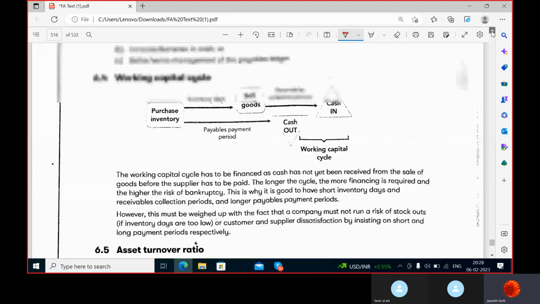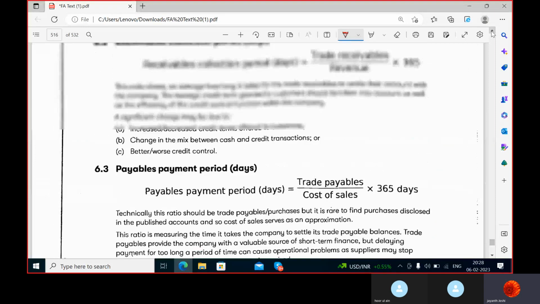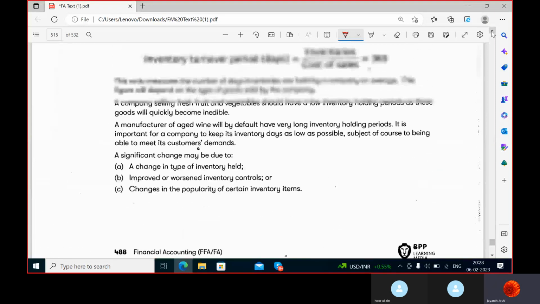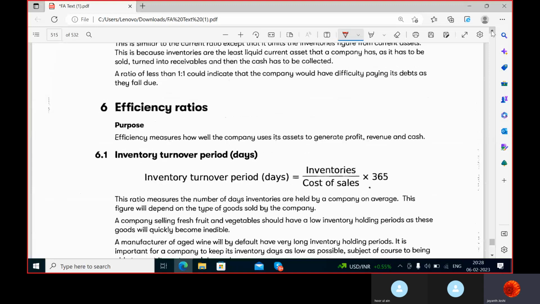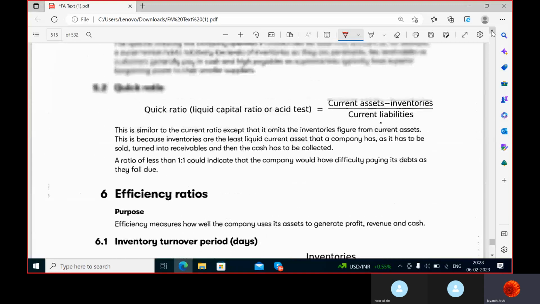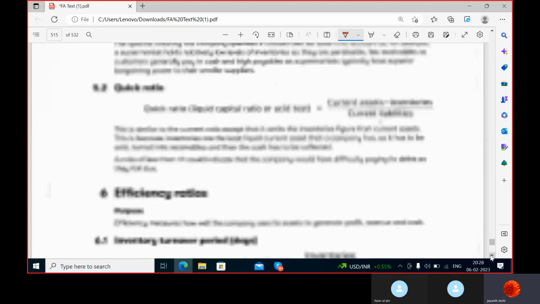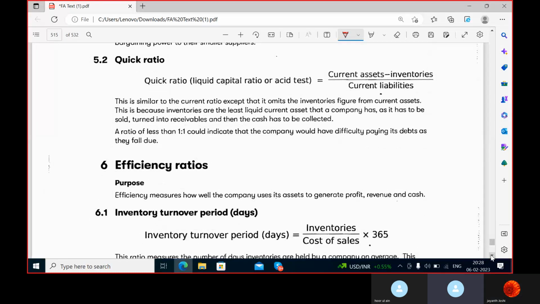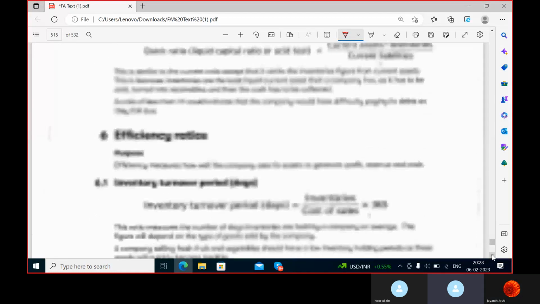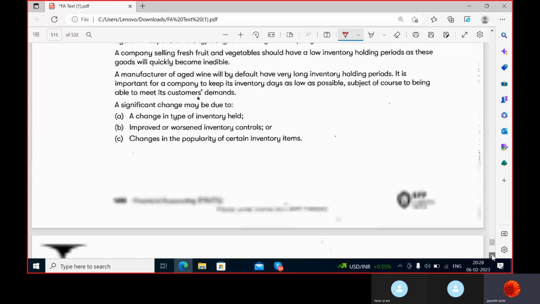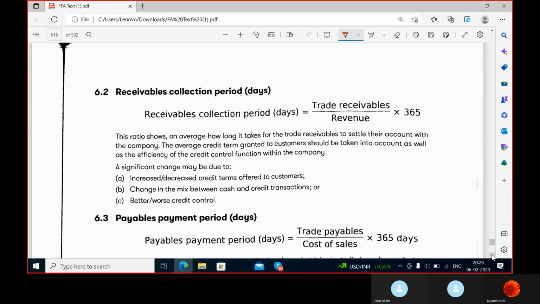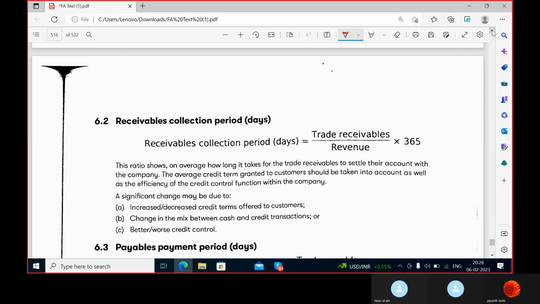So what have we finished, what is supposed to be finished now? Did we do this inventory turnover days? Please tell me. In the previous class, we did till payable. Payable turnover ratio, correct? Yes, sir.